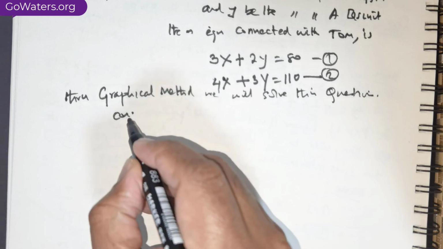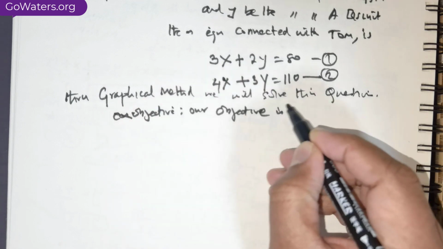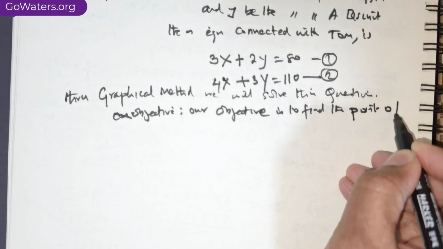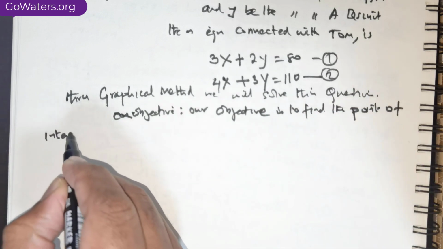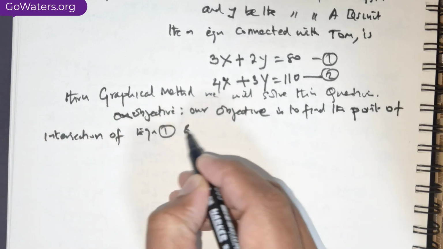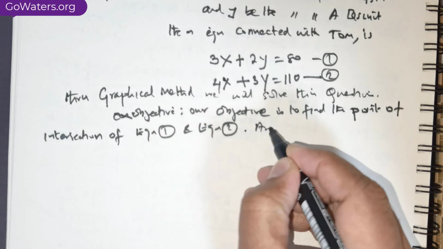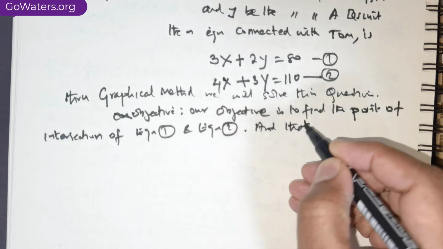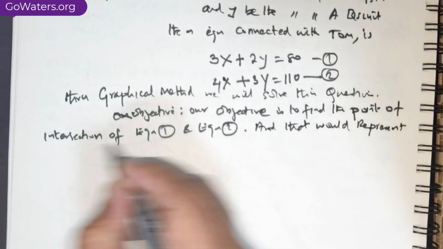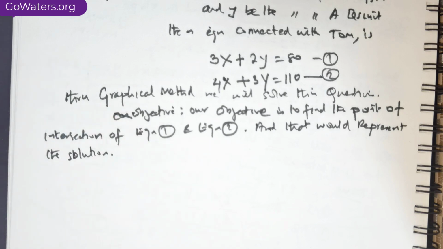What we need to do is, let me state the objective. Our objective is to find the point of intersection of equation 1 and equation 2. That's all we need to do. If we are able to get that, that would represent the solution. So the point of intersection will represent the solution. That's an important point you will have to know.